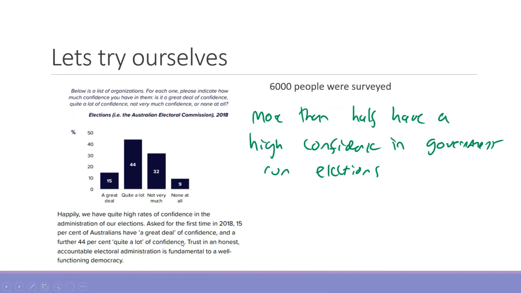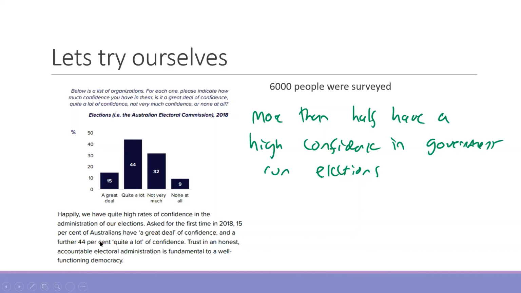Notice this is pretty much exactly how I've taught you how to do this. They say what the question was asked. They've done it in a fancy way. Instead of saying 6,000 people were asked to respond to this, they've said happily we have quite high rates of confidence in administration of our elections. They've done it in a bit of a different way, a sort of back-answered thing. Asked for the first time in 2018, 15% say a great deal, and a further 44% say quite a lot.